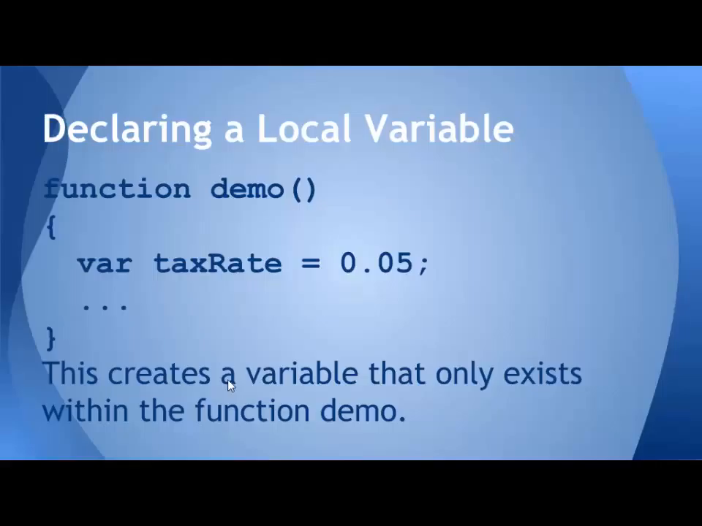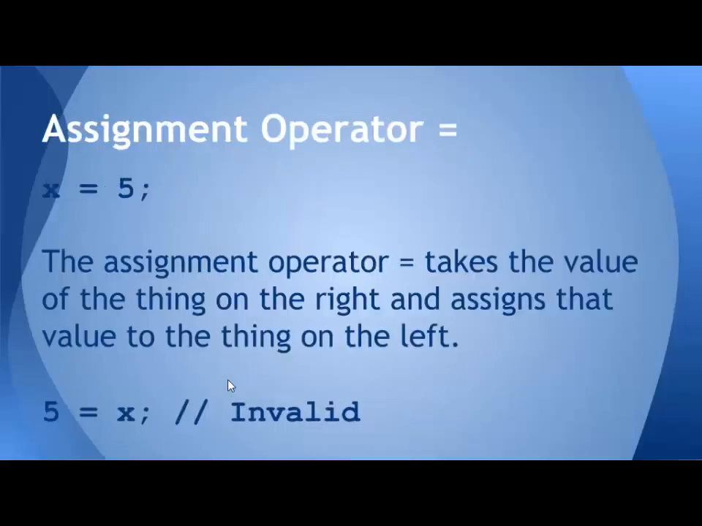So it's always a good idea, if you're only using the variable inside the function, to put the var keyword on the front, and that creates that variable only for that function. Now here's the assignment operator. We did go over this, but you take the thing on the right and assign that value to the thing on the left. So on the left is usually a variable, or sometimes it's a text box value or something like that. So this isn't saying x equals 5, it's actually saying set x equal to 5.